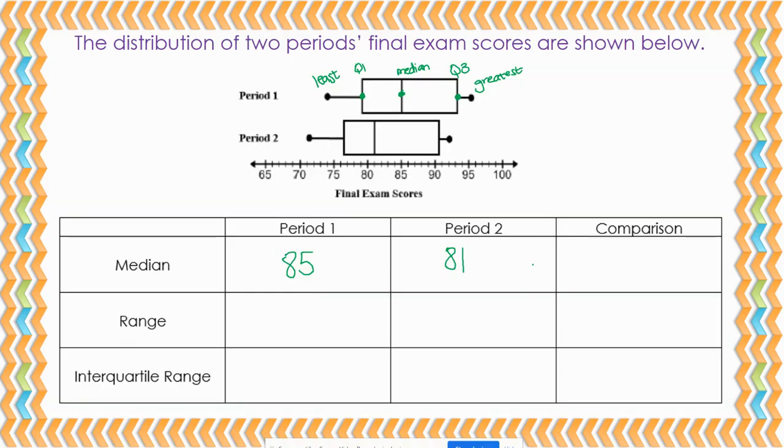So when I write my comparison, I would say class 1 has a greater median, which means these students typically score higher because a measure of center tells us about typical performance.